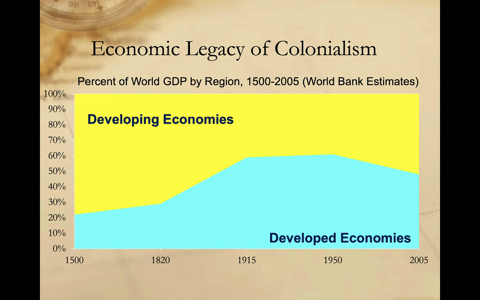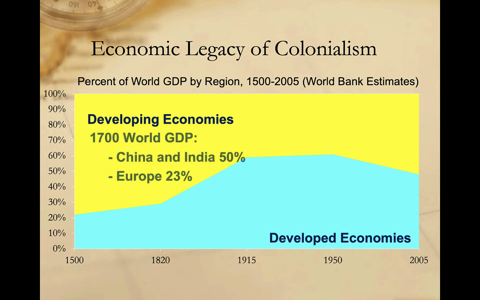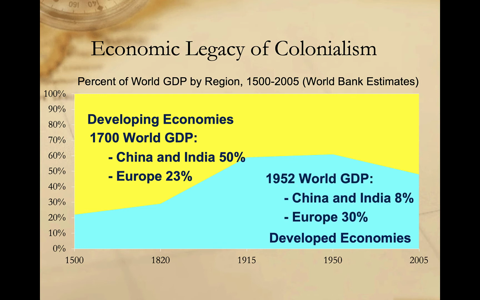We can also think of it in terms of economic activities of individual countries. In the year 1700, China and India together were responsible for about half of all global economic activity. Europe, by contrast, was responsible for less than a quarter. By the early 1950s, the Chinese and Indian share of global economic activity had declined to less than 10%, while Europe's activity, despite the impact of World War II, had risen to almost one-third.